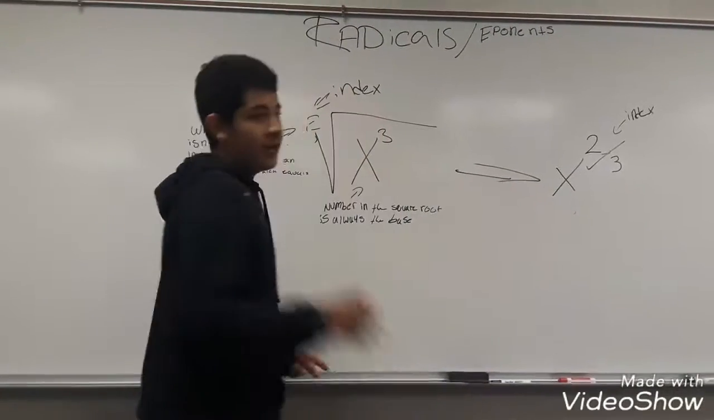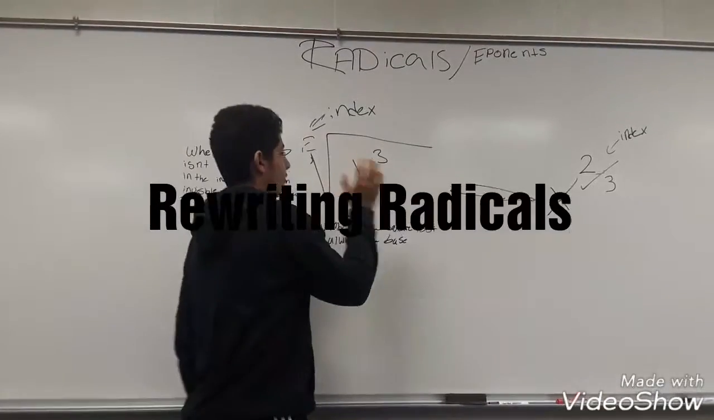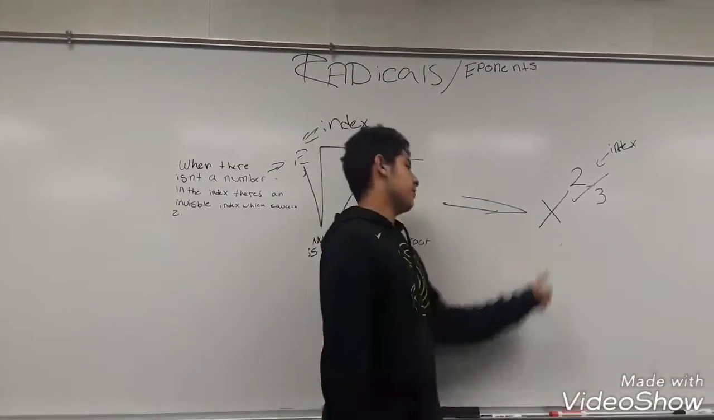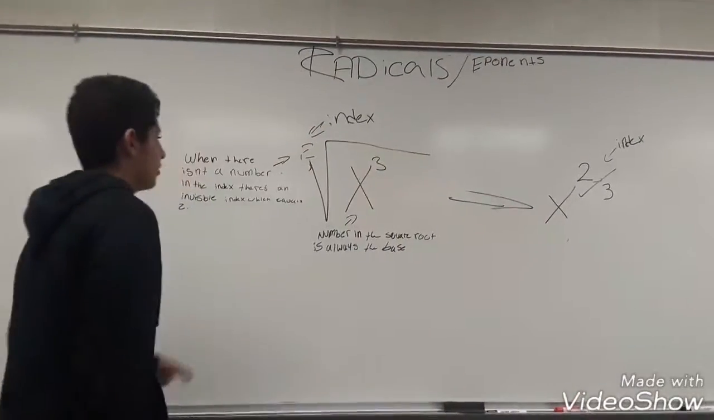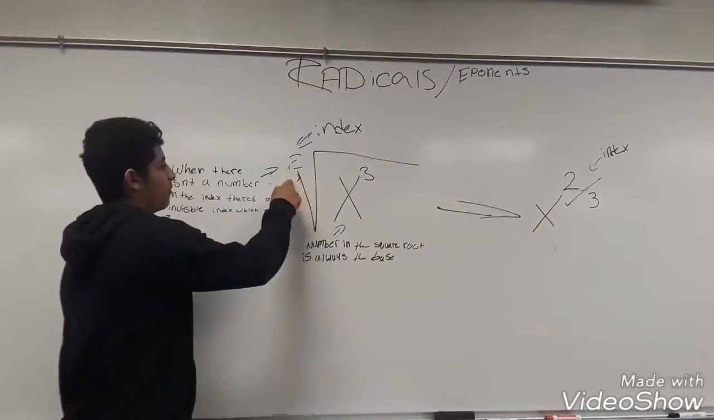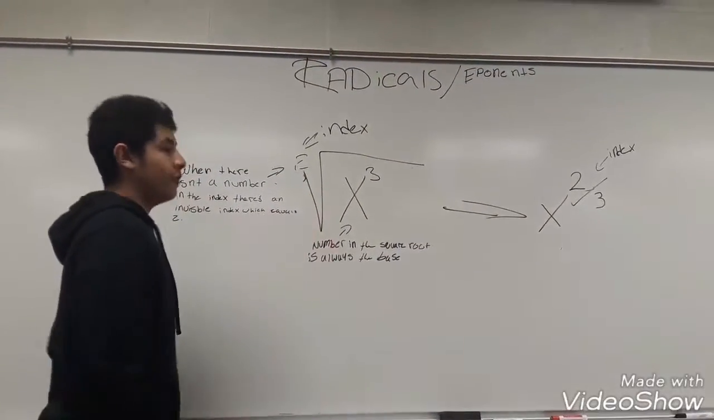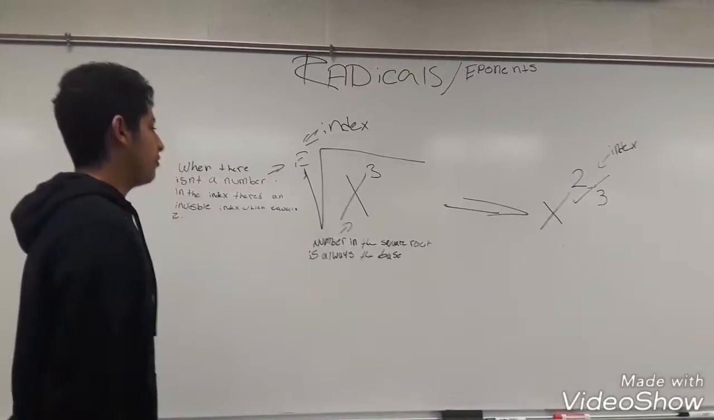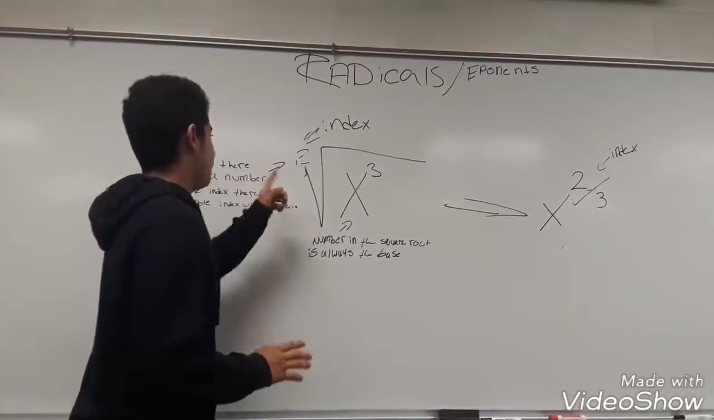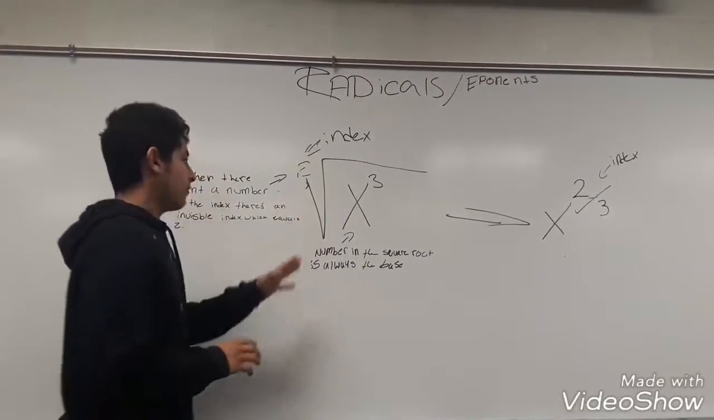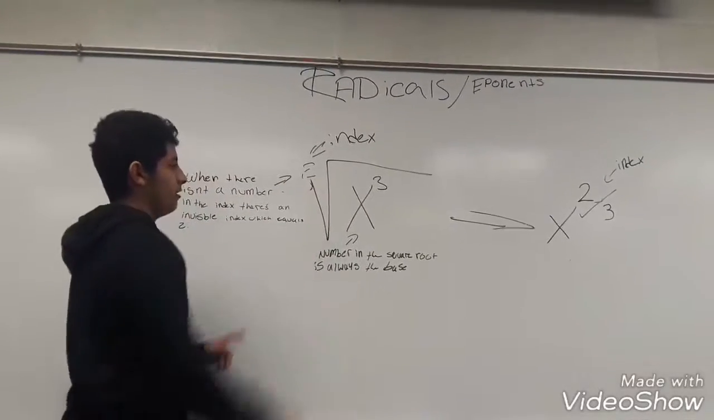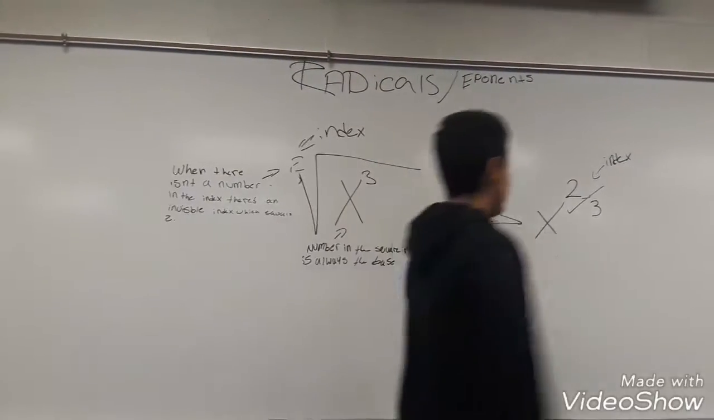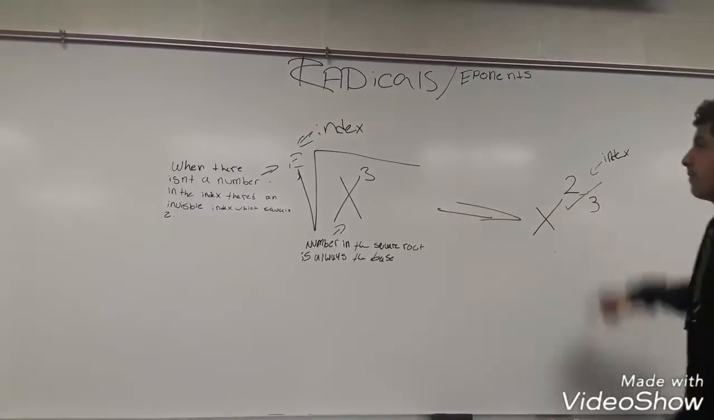Okay, so today I'm going to show you how to change a radical into its original form. Alright, so first you need to see if there's a number in the index. And in this example, there isn't a number in the index. So what you would do is that in every index, if there isn't a number, it's automatically divisible by 2. So the index always goes on top.